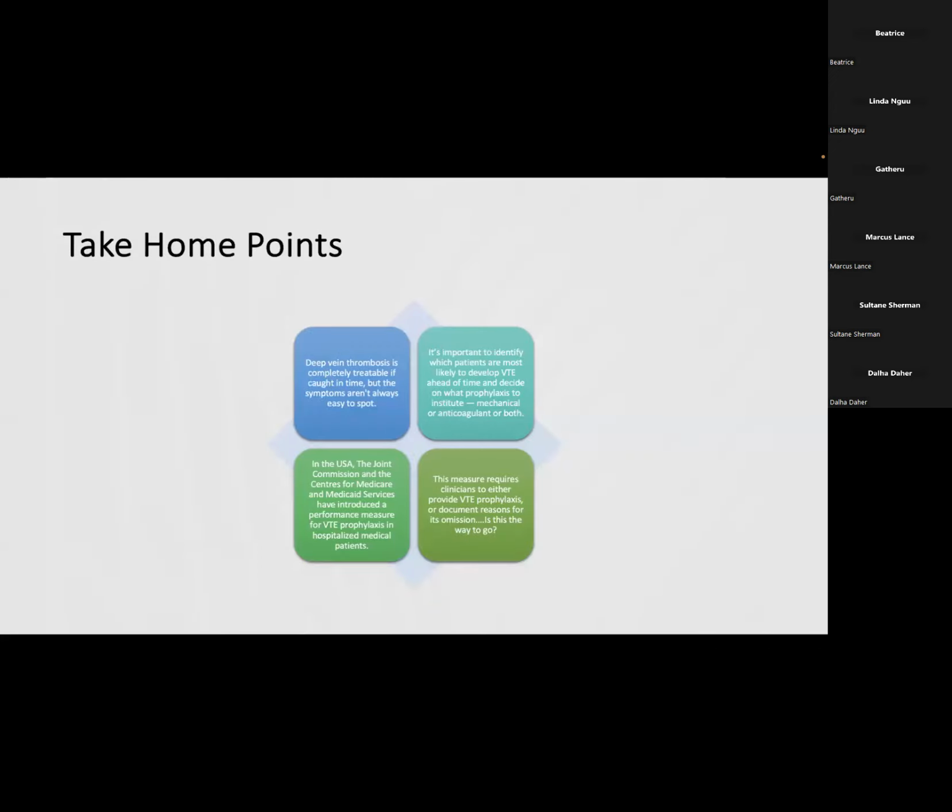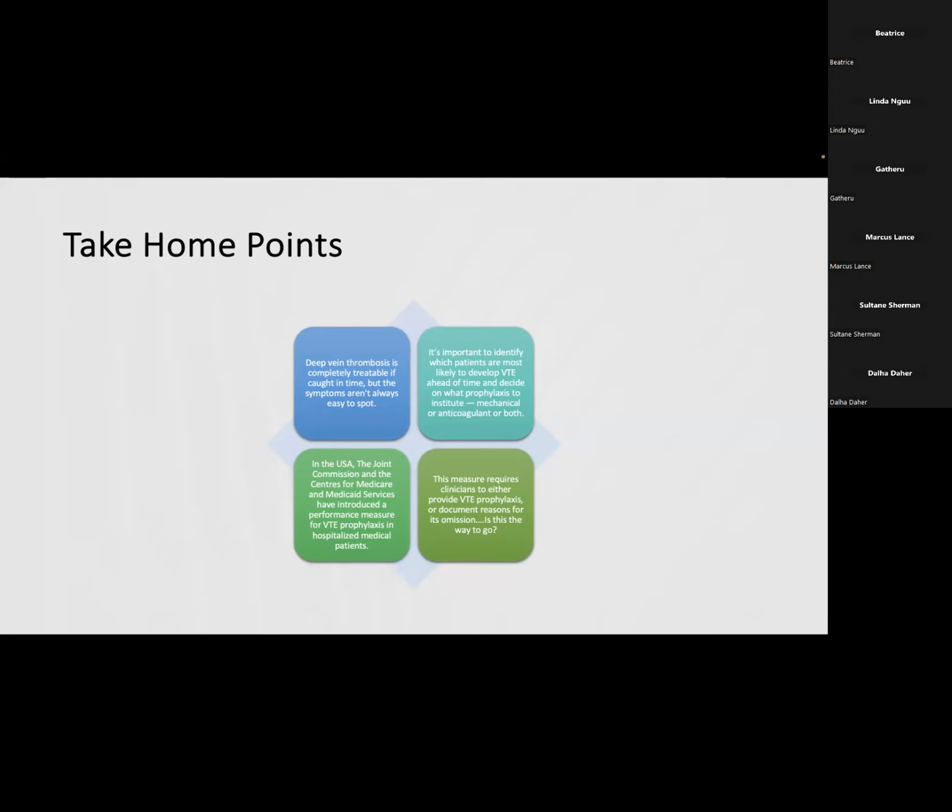What messages do we take home? Deep vein thrombosis is completely treatable if caught in time, but the symptoms aren't always easy to spot. It is important to identify which patients are most likely to develop VTE ahead of time and decide on what prophylaxis to institute, whether mechanical or anticoagulant or both.